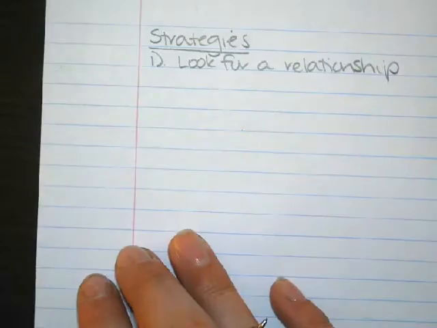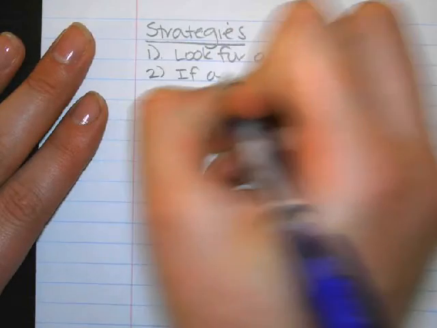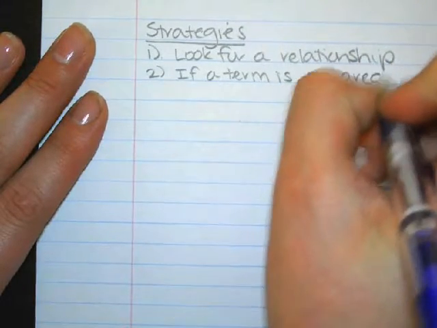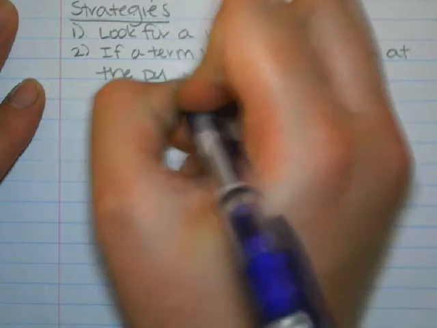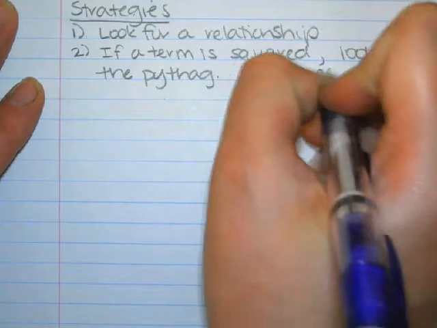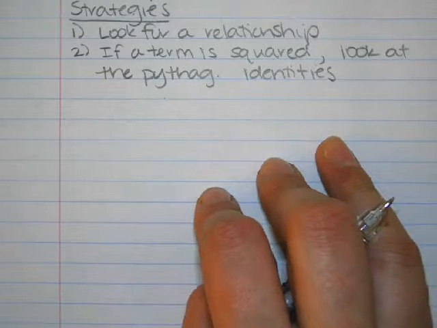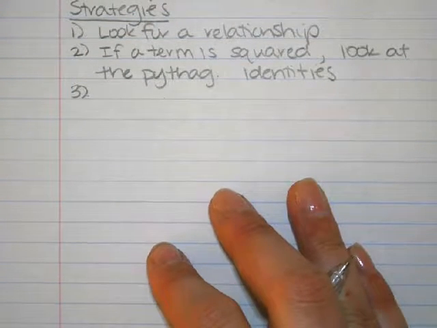The second one is if it's squared, look at the Pythagorean identities. If a term is squared, look at the Pythagorean identities. Okay. Another strategy, this is something that you are probably going to hate, but it comes up all the time.